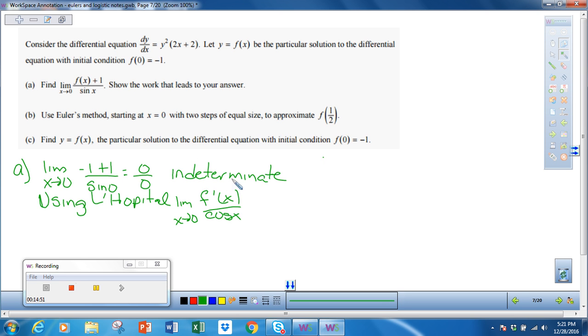And f prime of x, we have to then use this differential equation. So f prime of x over cosine of x. Well, we know cosine of 0 is 1. Let's just go ahead and do that. So we have to evaluate this at 0. Well, we know when x is 0, y is negative 1. So this becomes negative 1 squared, 2 times 0 plus 2, which gives us 2 over 1. So our answer is 2.